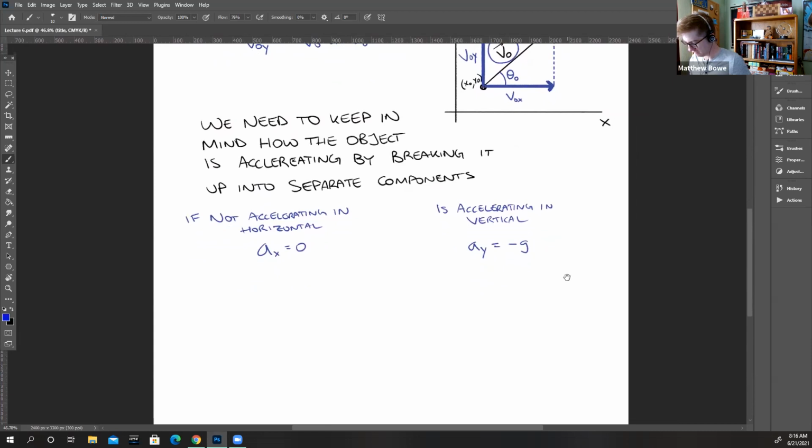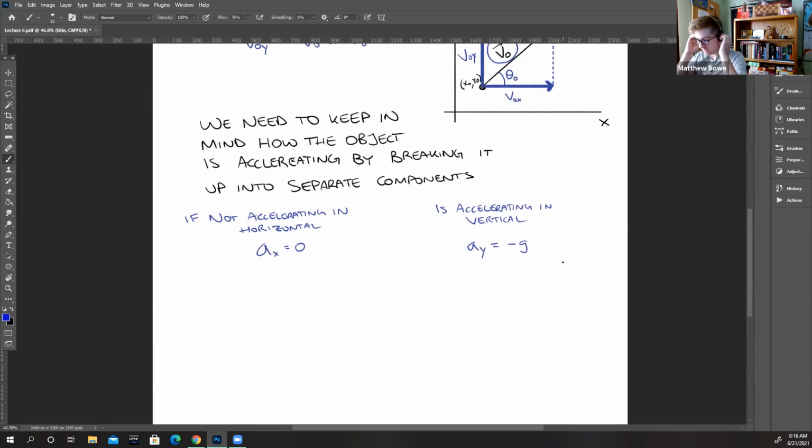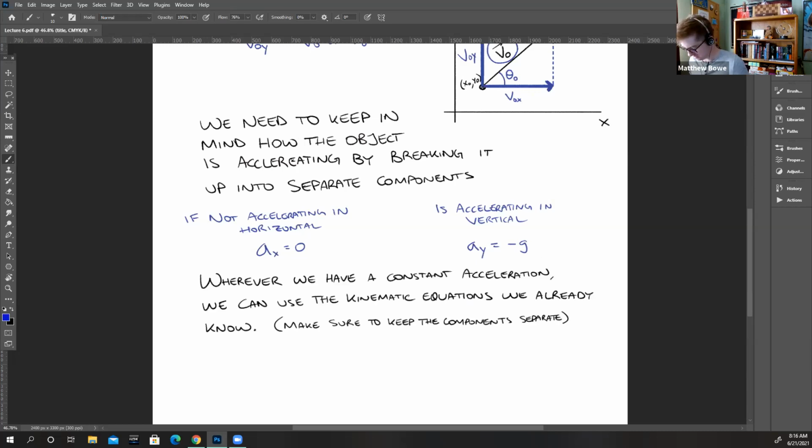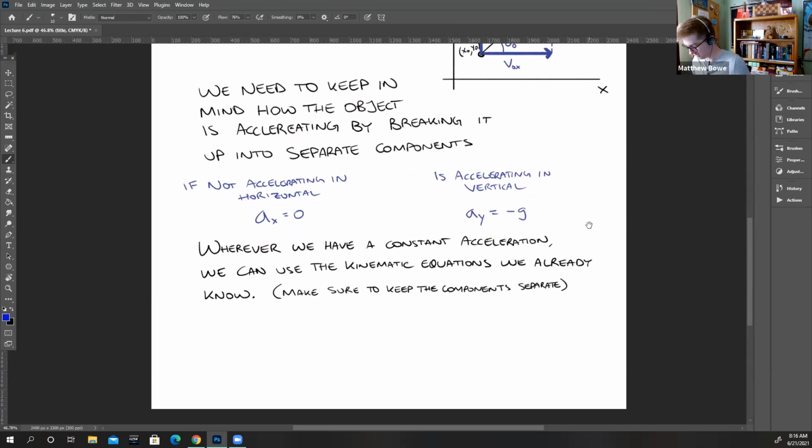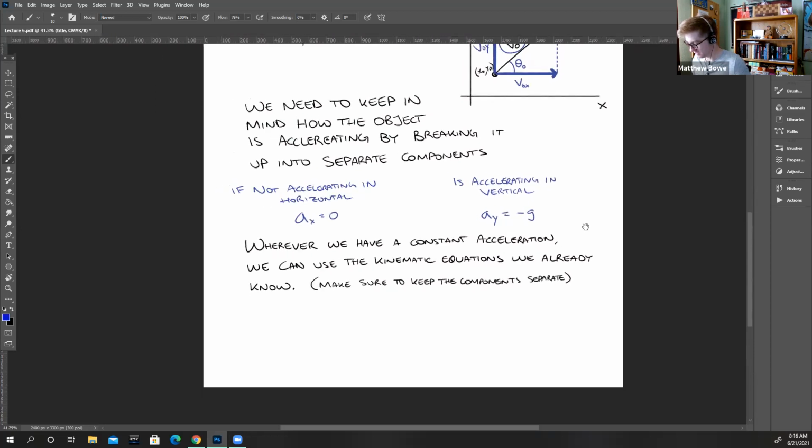Now, what do I mean? Earlier I said, split this up into sections, components that are easy to handle. Let me do a little example of this. So we had those kinematic equations from earlier, from chapter 2.